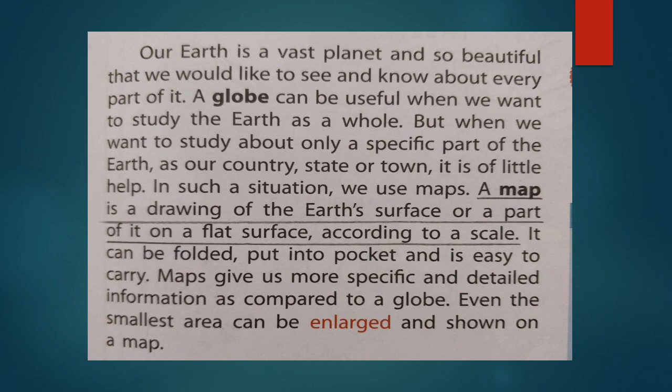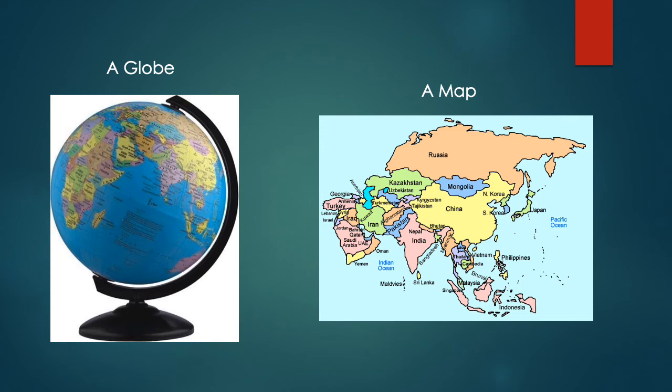A map can be folded, it can be put into a pocket, and it is easy to carry. Maps give us more specific and detailed information when we compare them to a globe. Even the smallest area can be enlarged, made bigger and shown on a map. Here you can see the picture of a globe and a map. As you can see, a globe is a small model of the earth, while a map is a drawing on a flat surface, on flat paper.